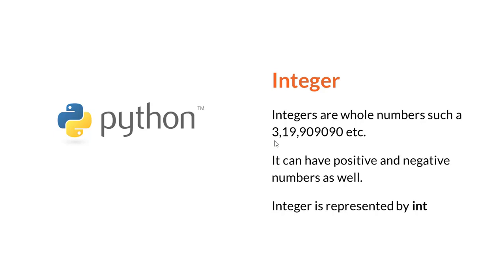Integers are just whole numbers. The moment you say whole number, it means normal numbers like 3, 1, 2, 5, 19, or any number. These numbers come under the integer category. This can hold positive values and negative values as well, and integer is represented by int. Don't worry, I will show you a practical example for each and every data type. So let's quickly go through the slides that I have prepared. They will give you an overall idea of how to use these data types.